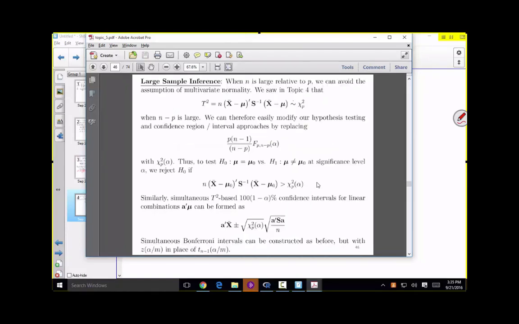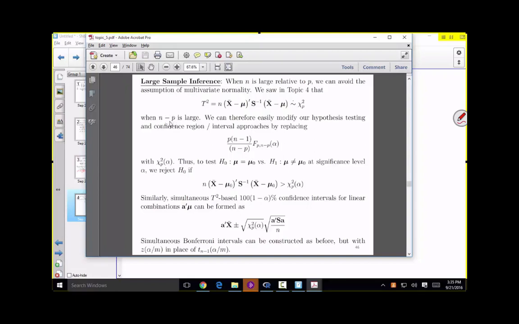Very briefly, all that stuff we've just seen was under the assumption that we had multivariate normal data. Just like when we do univariate t-tests, we assume that the population is normal, and then we can do a t-test. If we assume multivariate normal, we can do these t-squared tests. Suppose we don't feel comfortable assuming normality. Just like there's a central limit theorem in Stats 101 that enables t-tests with large sample sizes regardless of the population distribution, we have a similar thing here.